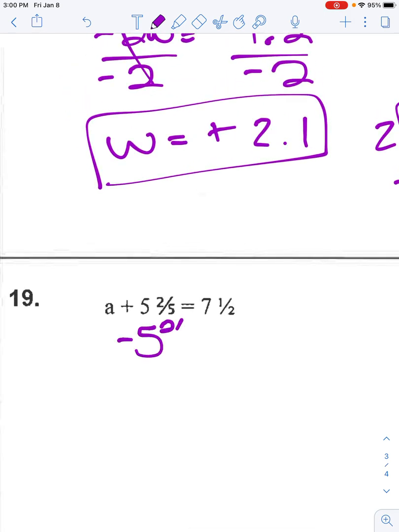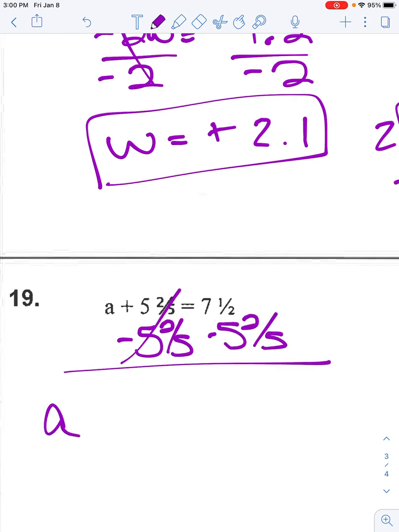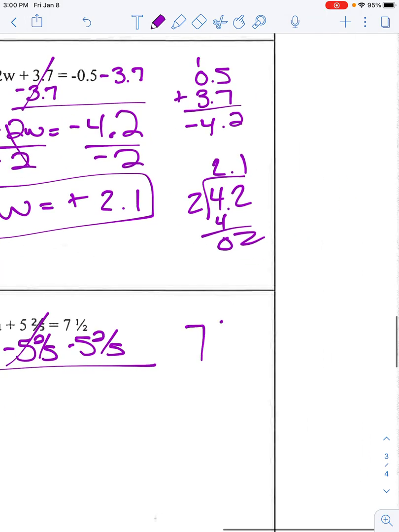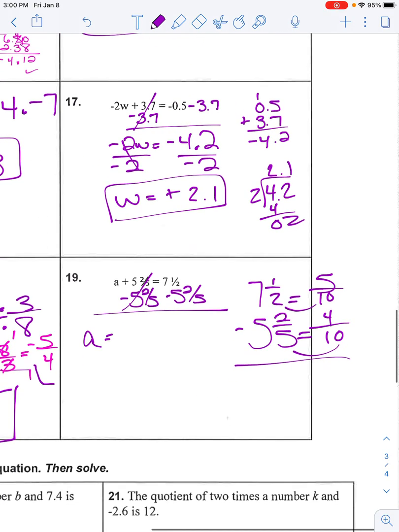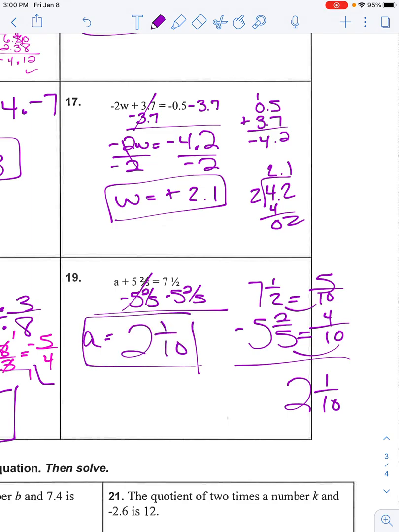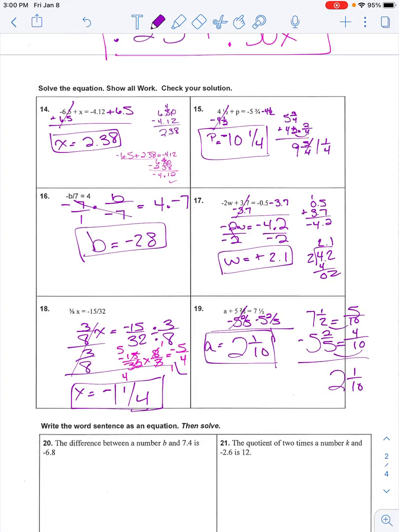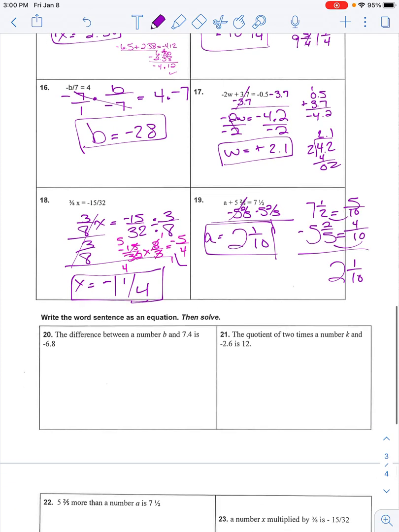Number 19, it says plus 5 2/5, so I'm going to subtract 5 2/5 from both sides to get that a by itself. 7.5 minus 5 2/5. Common denominator would be 10. 5/10 minus 4/10 is 1/10, and 7 minus 5 is 2. So I have 2 1/10. And go back and throw it back in for A and make sure it works out.